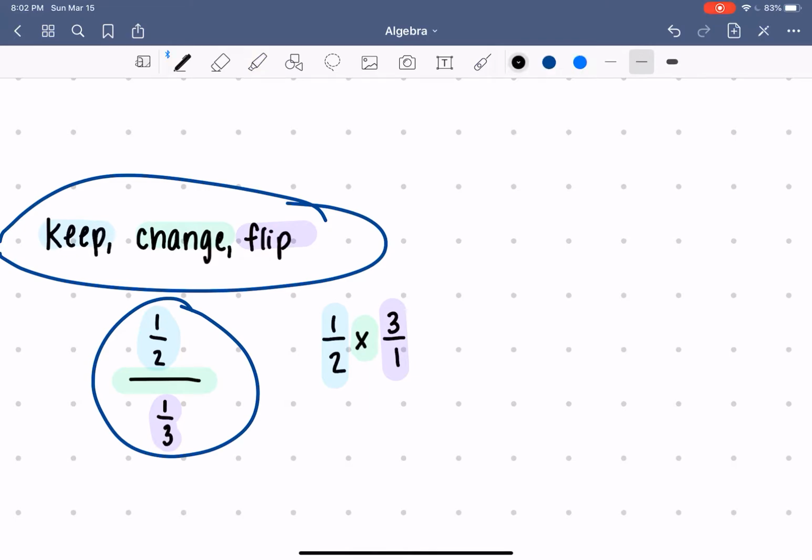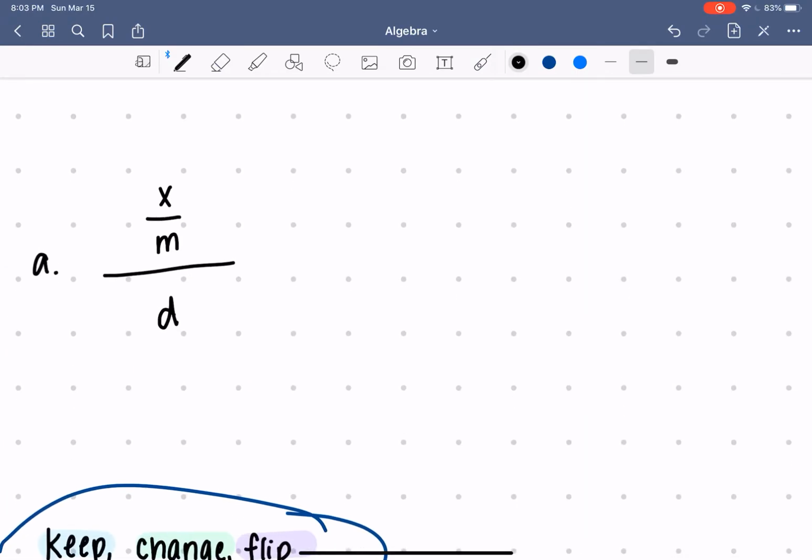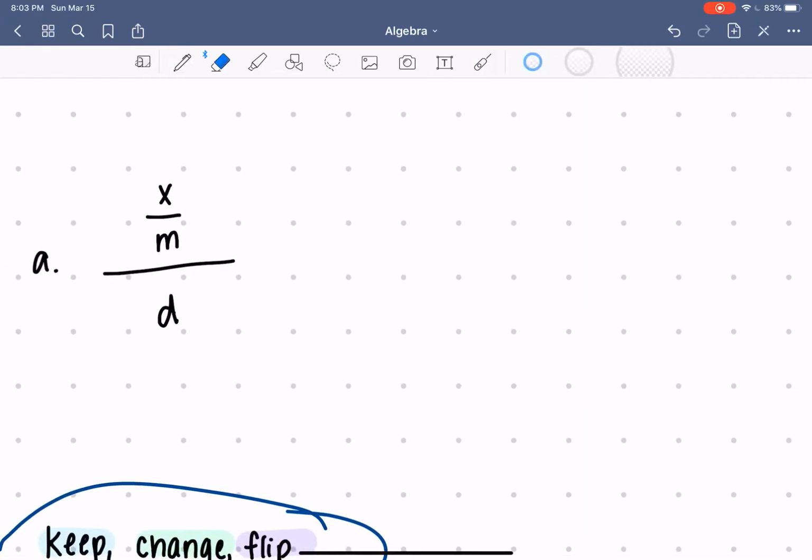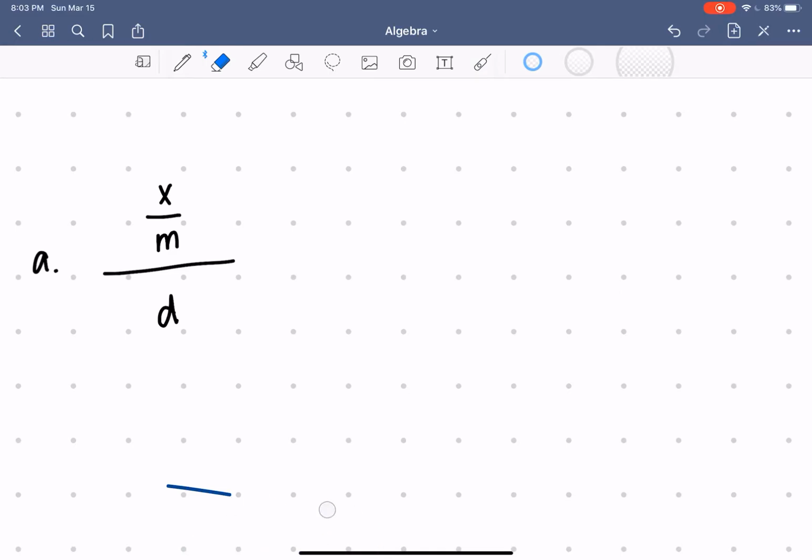And now I can solve for this pretty easily. We could do some cross simplification, but there's nothing to simplify here, so let's just multiply. We multiply the numerators and multiply the denominators. So in this case, I would get 3/2, and that would be my final answer. Okay, so now let's attack something like this, except it's way different, and this time we have variables. But it's still the same basic idea.